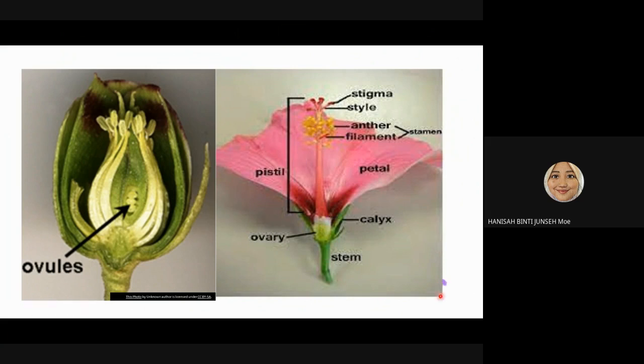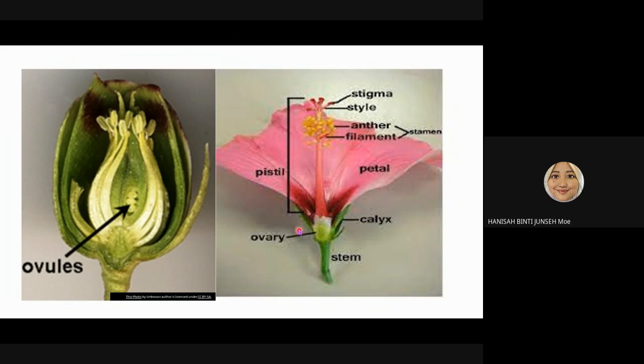We can find there is a stigma over there, style, and then below we have the ovary. That is a carpel, the female reproductive organ for plants. And then we can see the stamen here. Okay, you can see the stamen. The yellow color is the anther, and down below is the filament.